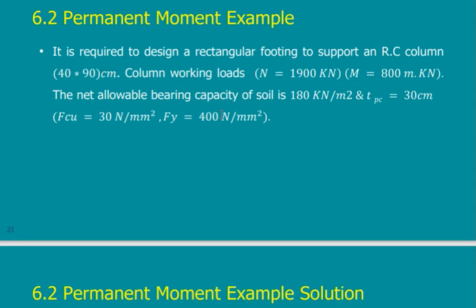We have here an example for the permanent moment. We said it last time, so we'll just go through it very quickly. It's similar to the previous example. I have a normal force, I have a bearing capacity for the soil, I have FCU and F yield for the steel and concrete, but I have additionally a value for a moment, and it is a fixed, permanent moment, always in the same direction.